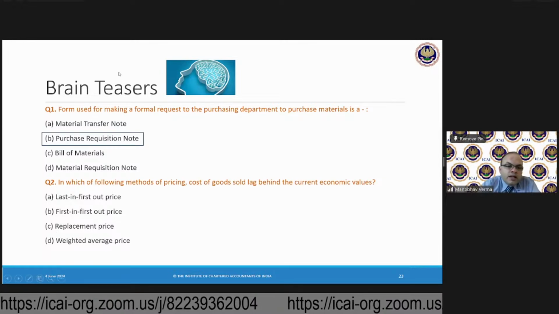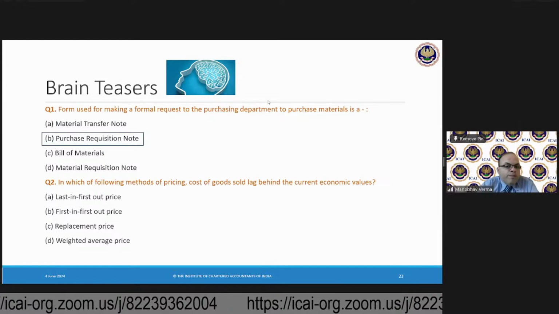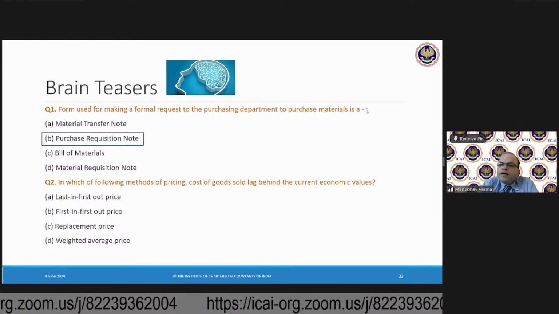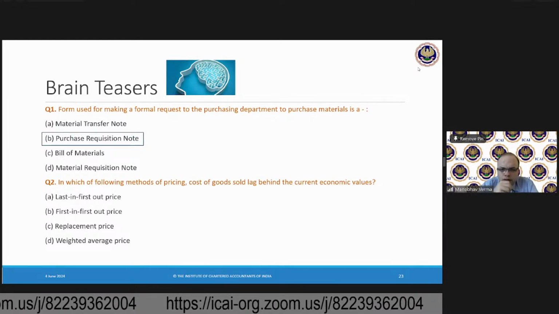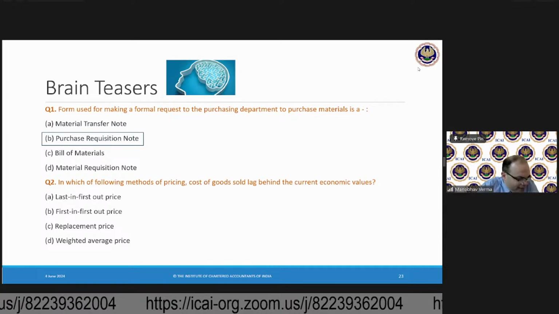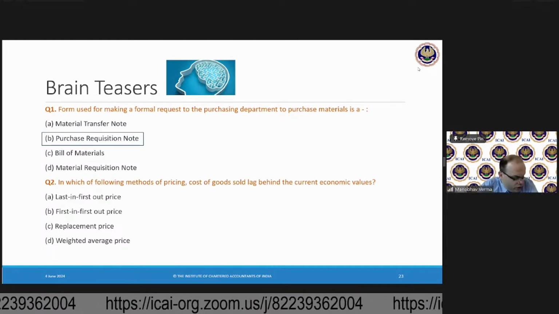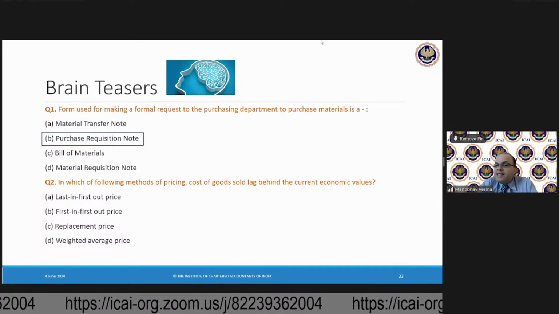Question number two here is, in which of the following methods of pricing cost of goods sold lag behind the current economic values? Cost of goods sold. I just explained that, by the way, and I'm getting different responses for the second question. Some people are telling me A, some people are telling me B, some people are also telling me C.